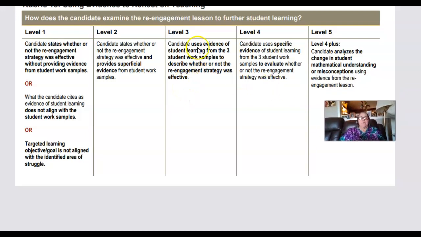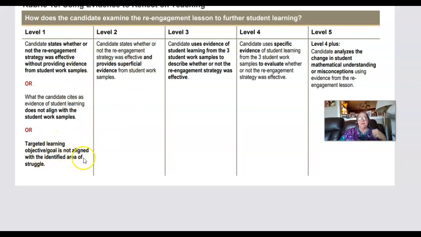Okay, first of all, we're going to start with a level 3 because that's what a scorer does. They're going to look and see, did the candidate use evidence from student learning from the 3 work samples to describe whether or not the re-engagement strategy is effective? Now, if you don't state whether or not the strategy is effective, then you're going to get a 1. Or if you state that it's effective, but you don't provide any evidence, you're going to get a 1 or a 2.